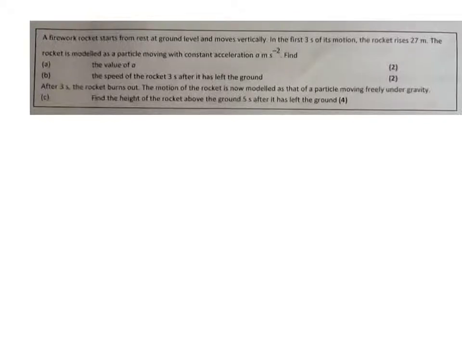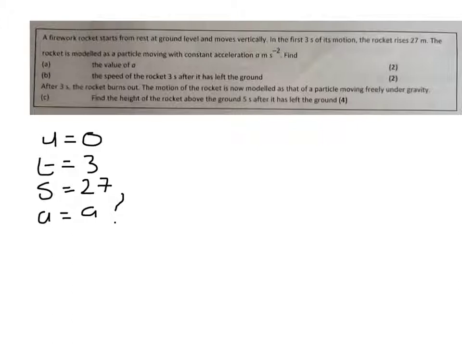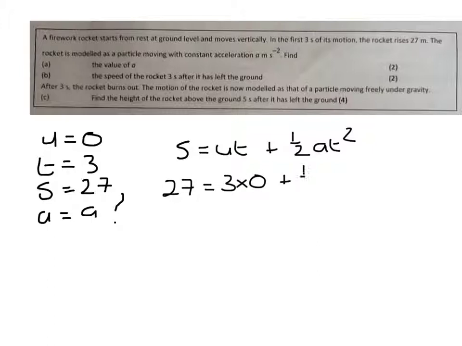We have a rocket starting from rest. u is 0, t is 3, s is 27, and we've been asked to find a. The formula we're going to use: s equals ut plus a half at squared. So 27 equals 3 times 0 plus 1/2 times a times 9.